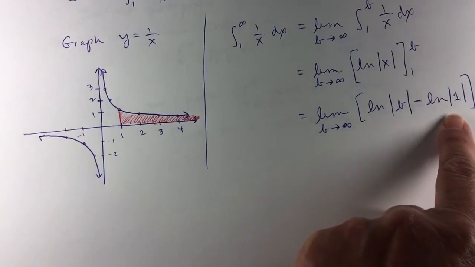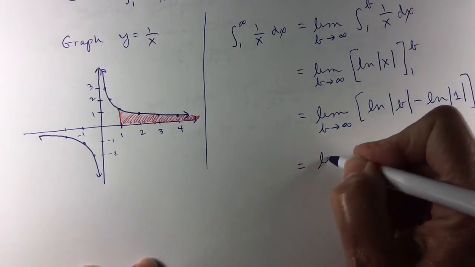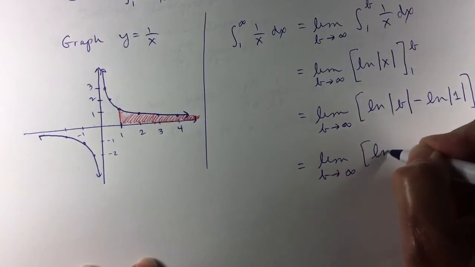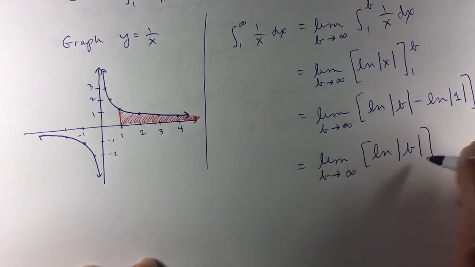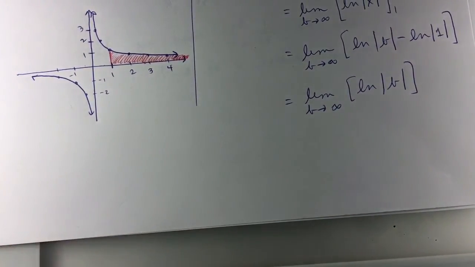What is the natural log of 1? 0. So this becomes the limit as b approaches infinity of the natural log of the absolute value of b. What is that limit? Well, for this, you might need to remember what the graph of the natural log of x looks like.